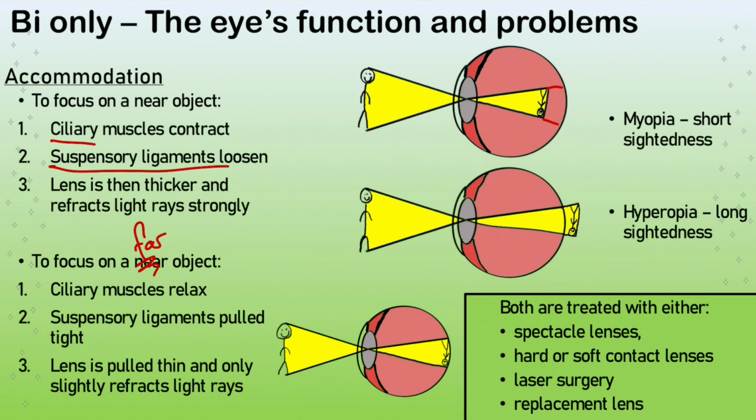And we can treat these easily. Most people will just wear spectacles or contact lenses, but we can also have laser surgery to basically reshape the lens to how it should be in its natural state. And we can also give replacement lenses if the lens is not shaped properly. Perhaps it's got cataracts, which makes it go cloudy and even more blurry therefore, or perhaps even a synthetic lens can be put in instead.